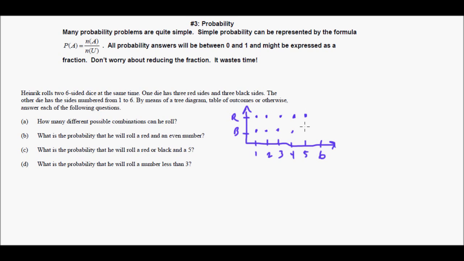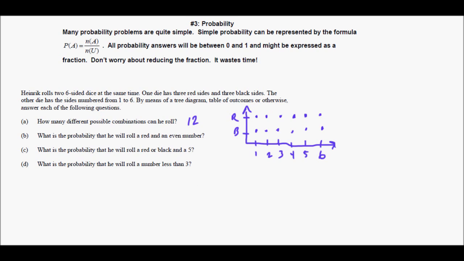So if you draw the little dots here, how many outcomes are there? Well, there's 12. A lot of kids in this problem, I gave this to my kids in a test, and they put 36. The answer is 12. What's the probability here to roll a red in an even number?